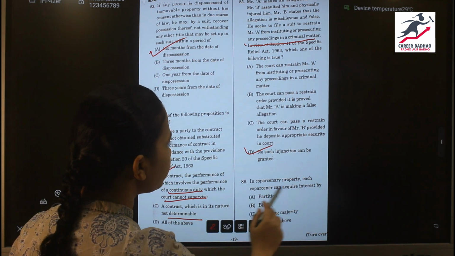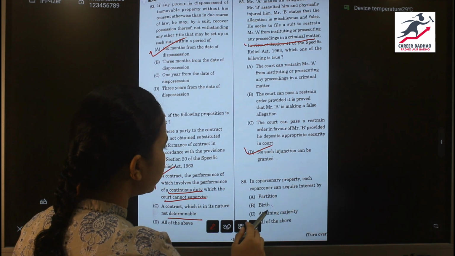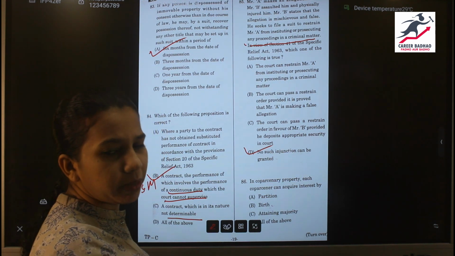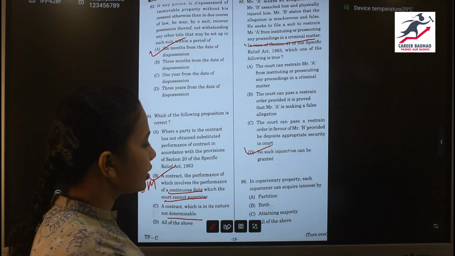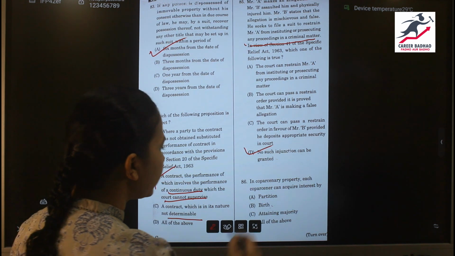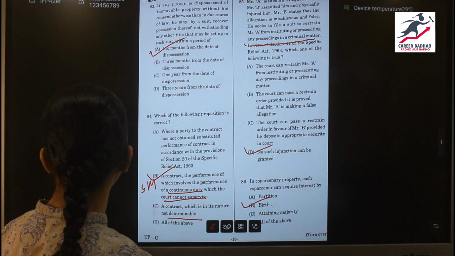In coparcenary property, each coparcener can acquire interest by partition, birth, attaining majority, or all of the above. As we know, after the 2005 amendment in Section 6 of the Hindu Succession Act, even females are now coparceners by birth. So here the correct option would be birth. Let's move to the next question.